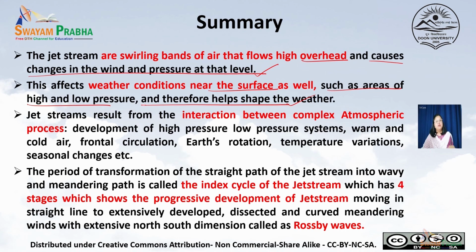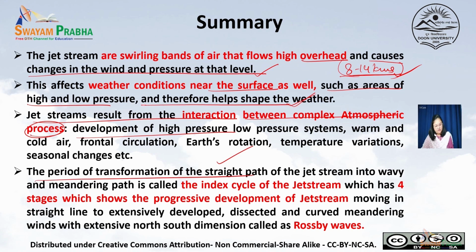So these rapidly moving circumpolar streams of air located at an average height of 8 to 14 kilometers affect the wind and pressure conditions on the ground also. Jet streams result from the interaction between complex atmospheric processes like development of high pressure and low pressure systems, warm and cold air, frontal circulation, Earth's rotation, temperature variation, seasonal changes, etc.